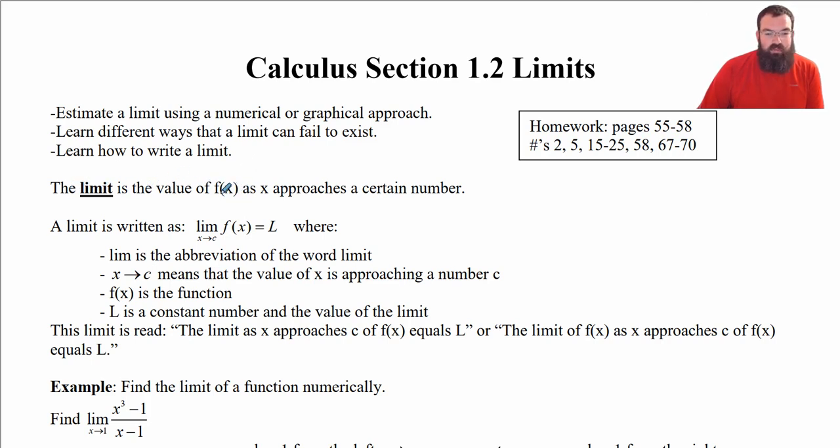The limit is the value of f of x as x approaches a certain number. The limit is written, okay, this is our notation: lim as x approaches some value c of the function is equal to L. L is that limit, where lim is the abbreviation, and so on. You can read all that. I'm not going to go through a lot of this stuff. The limit is read as the limit as x approaches c of f of x equals L, or the limit of f of x as x approaches c equals L. That's how we would verbalize this notation right here. But other than that, that's pretty much where we need to stop there.